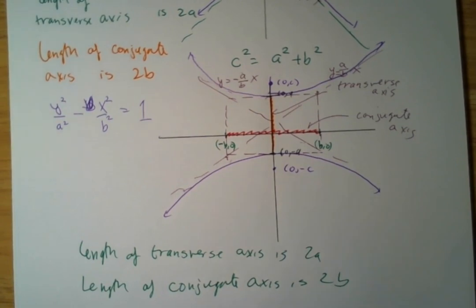We'll take a look later at what happens when I move off center. It's really just a shift of all these values, but the lengths of the axes, transverse and conjugate, would remain the same.